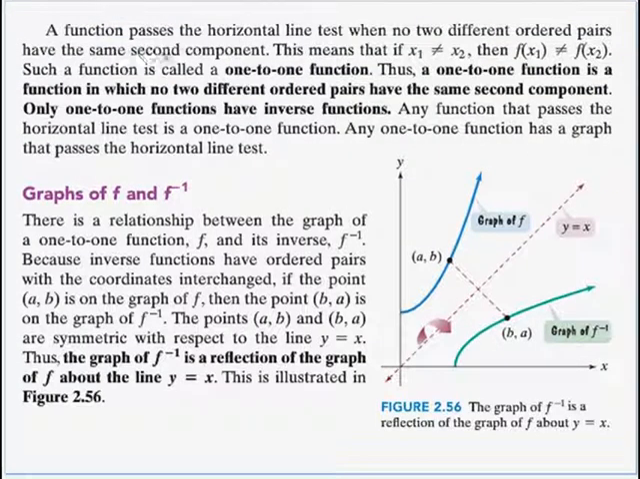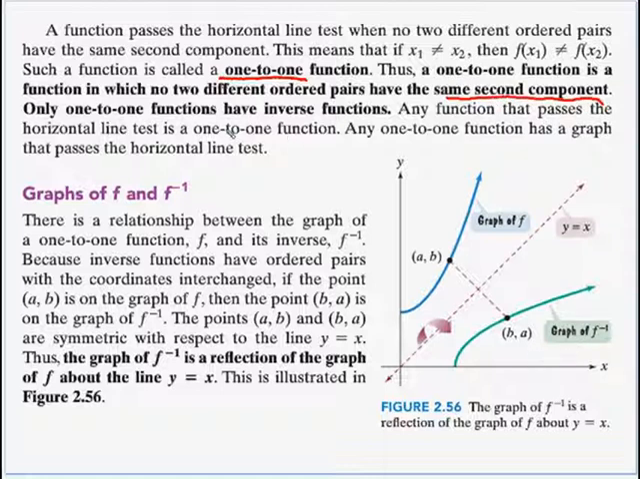All right, a function passes the horizontal line test when no two different ordered pairs have the same second component. This means that if x1 does not equal x2, then f of x1 does not equal f of x2. Such a function is called one-to-one. Thus, a one-to-one function is a function with no two different ordered pairs that have the same second component.